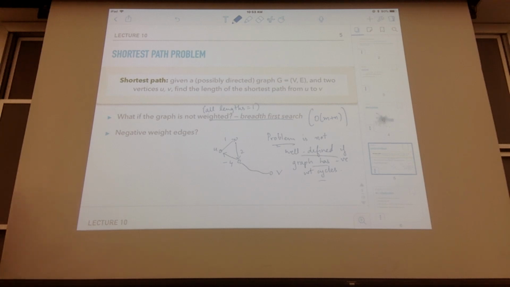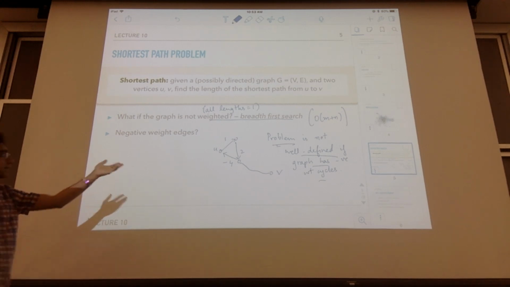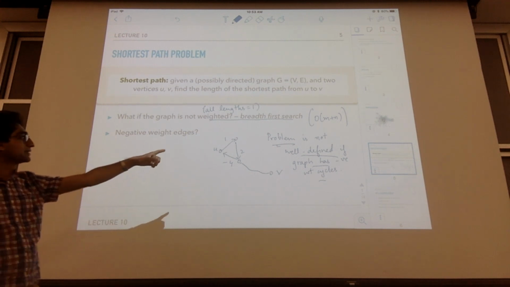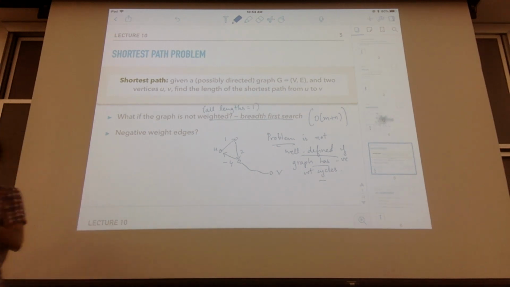Okay. So mostly we will assume that all the edge weights are non-negative. Weights and lengths are usually used interchangeably. So we'll mostly assume that they are non-negative. But you can still ask the question if there are no negative weight cycles, but there are still some negative weight edges. Okay, so that is still fine. Alright, so that's the definition of the problem.